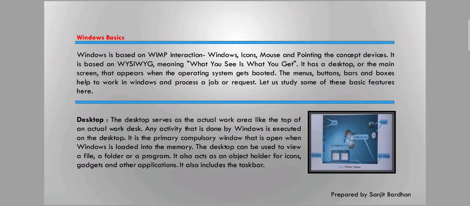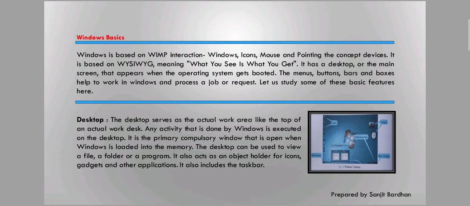Here you can see Windows Basics. We all know that Windows is an operating system, and this operating system is based on WIMP interaction. That means windows, icon, mouse and pointing. We all know that Windows is a graphical user interface based operating system, and Windows has icons, mouse and pointing devices. It is based on the concept of WYSIWYG. That means what you see is what you get.